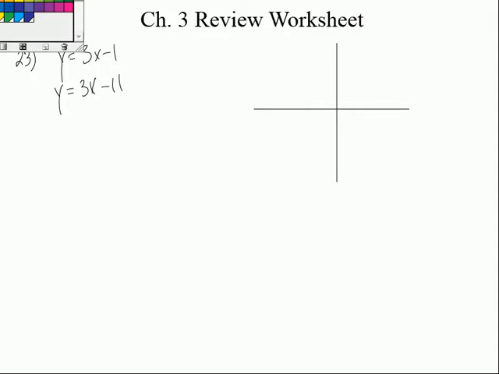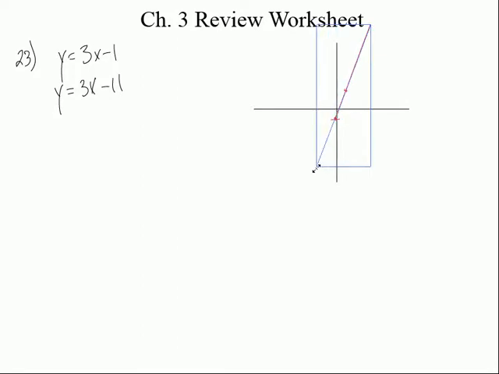Alright, let's do this in red. Let's graph both of these. So negative 1 right there. Put a negative 1 right there. And slope is 3, right? 1, 2, 3. Run 1 about right there. And then we'll connect them about like that. Looks good enough, right?